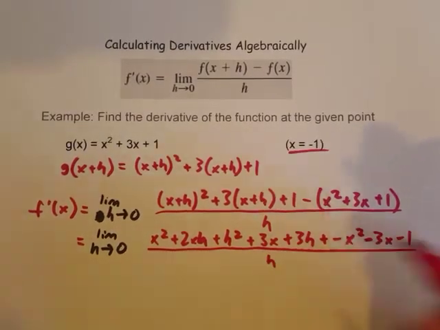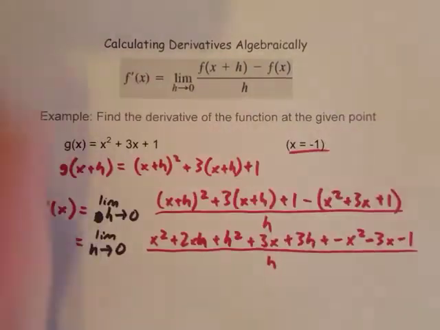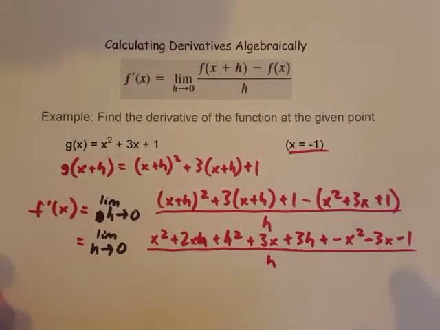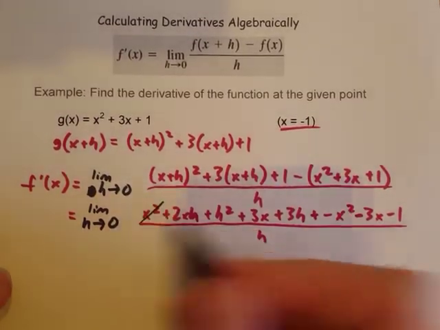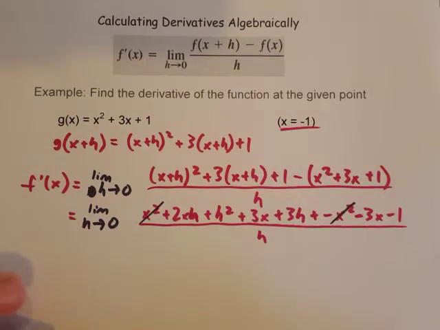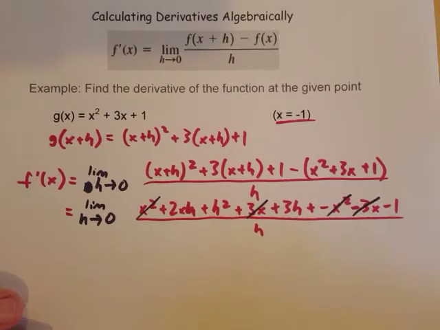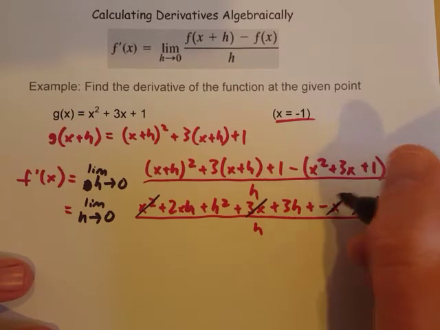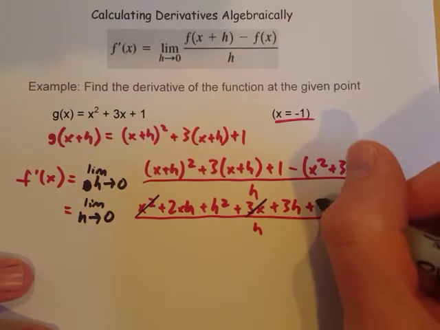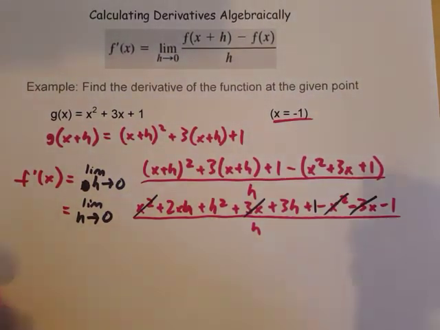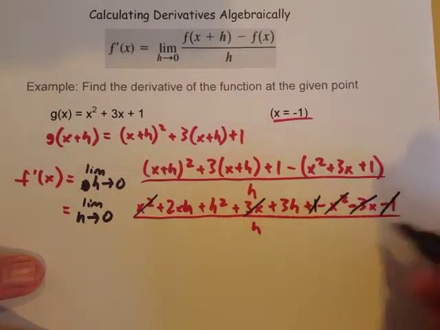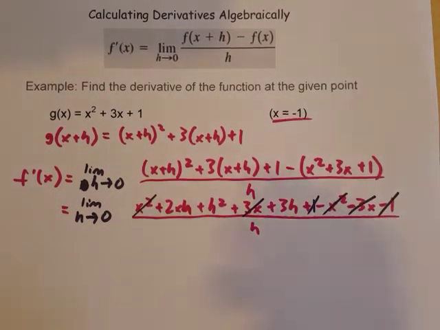All that over h. It does simplify down pretty quickly at this point, though, because a couple of things that we see can cancel out. X squared cancels with negative x squared. Positive 3x cancels with negative 3x. And, oh, I had a 1 in here that I forgot to put. There was a 1 there. So that is going to be positive 1 and negative 1. Those are also going to cancel out. And so that takes care of a lot of stuff for us.